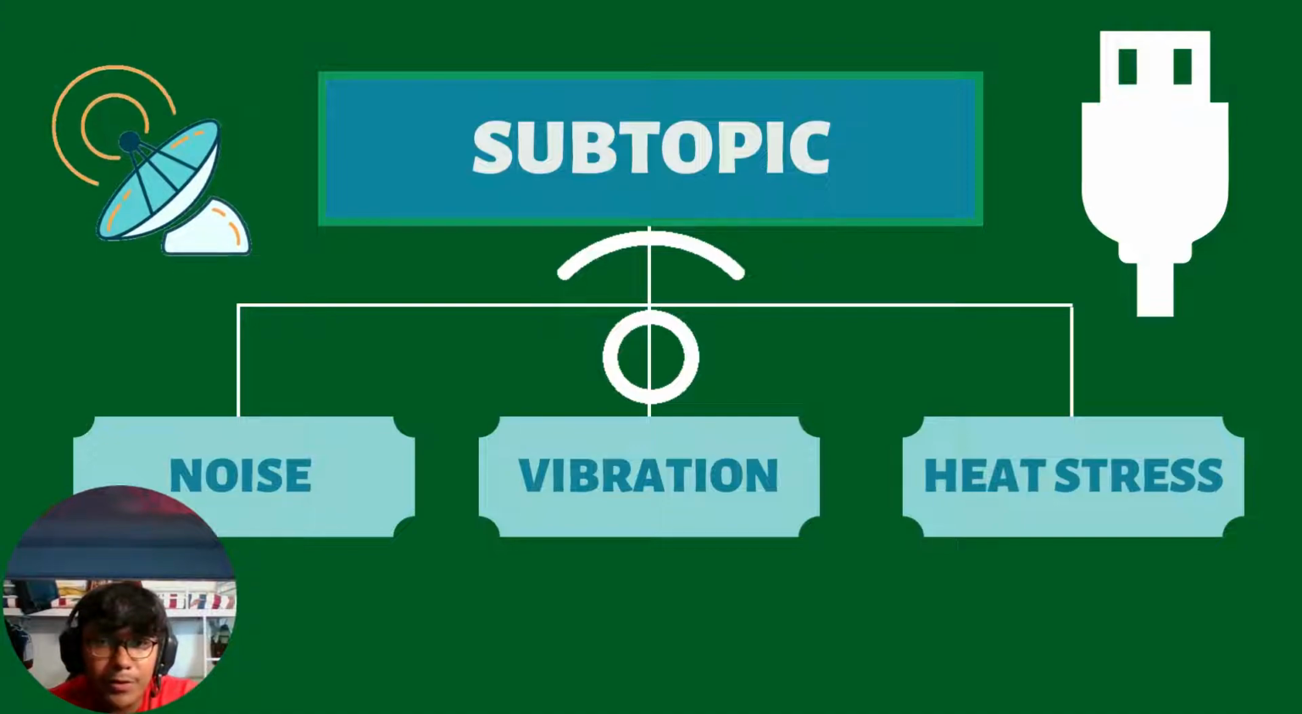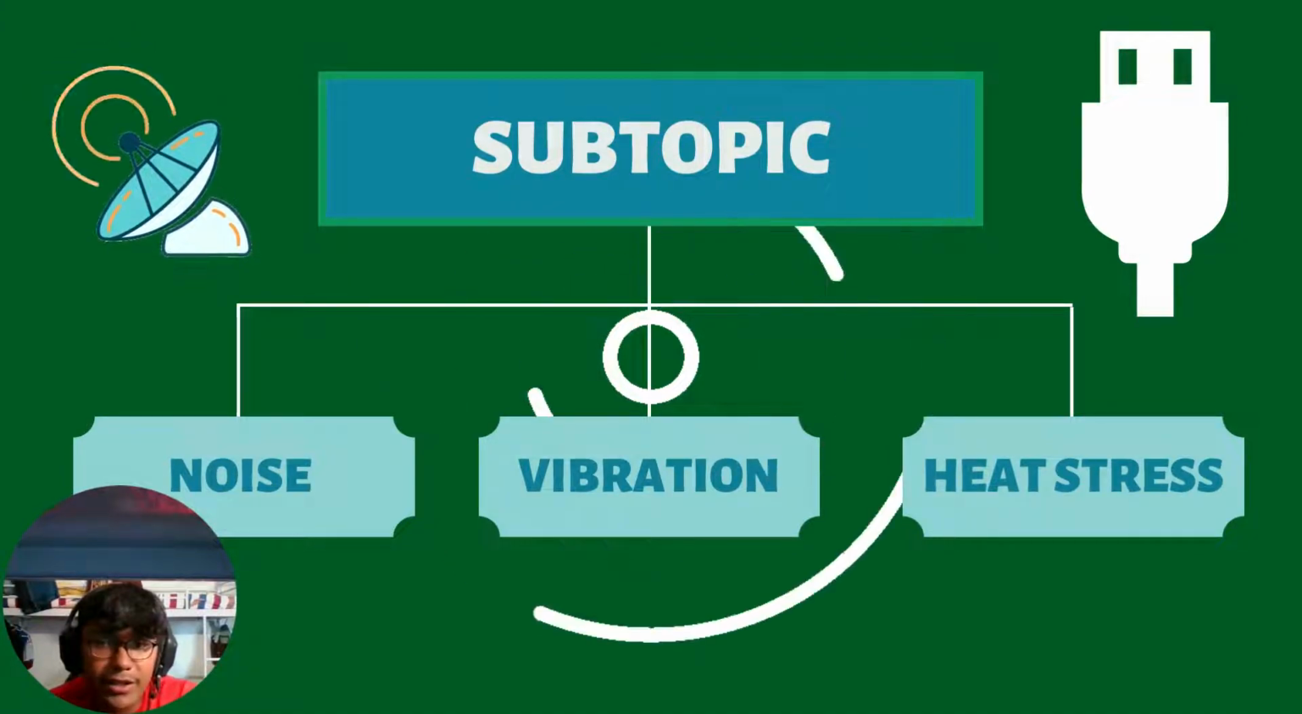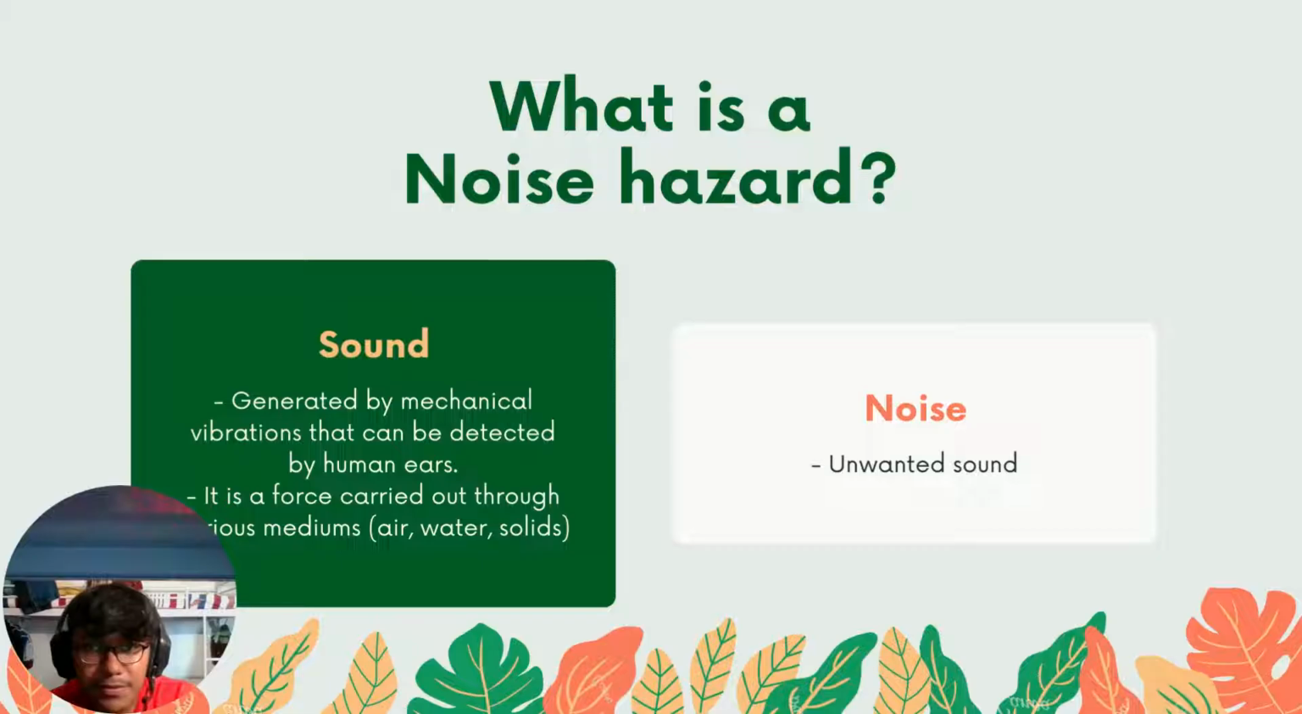Alright, for this topic, we have three subtopics, which are noise, vibration, and heat stress. Next, we go to the first subtopic, which is noise. They have two definitions, which are sound and noise. Sound is generated by mechanical vibration that can be detected by human ears, while noise is unweighted sound.